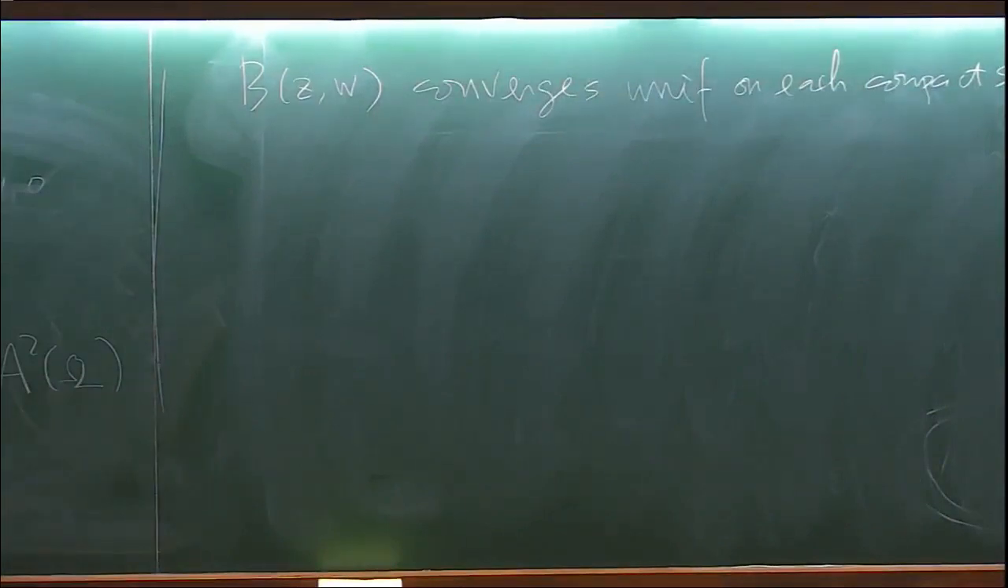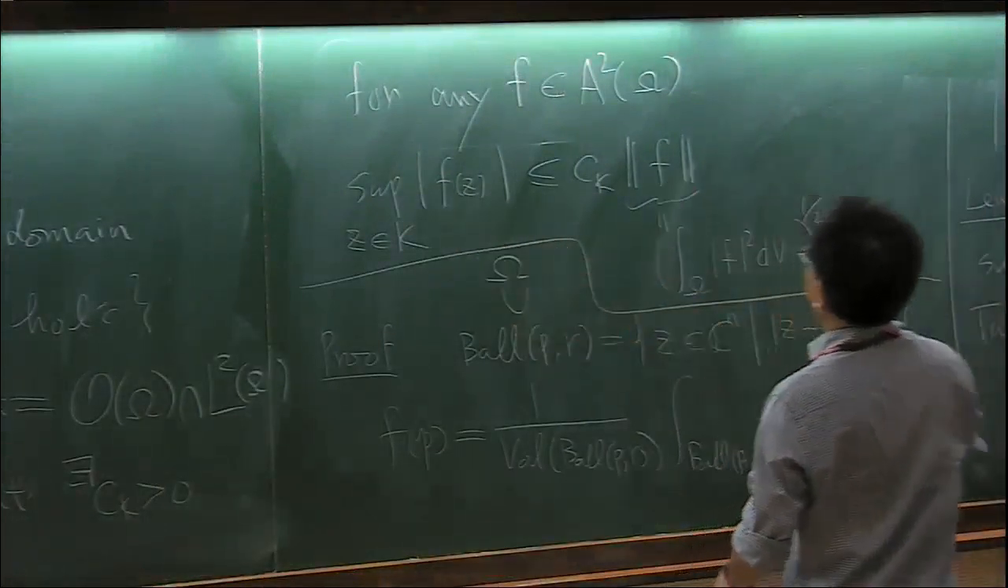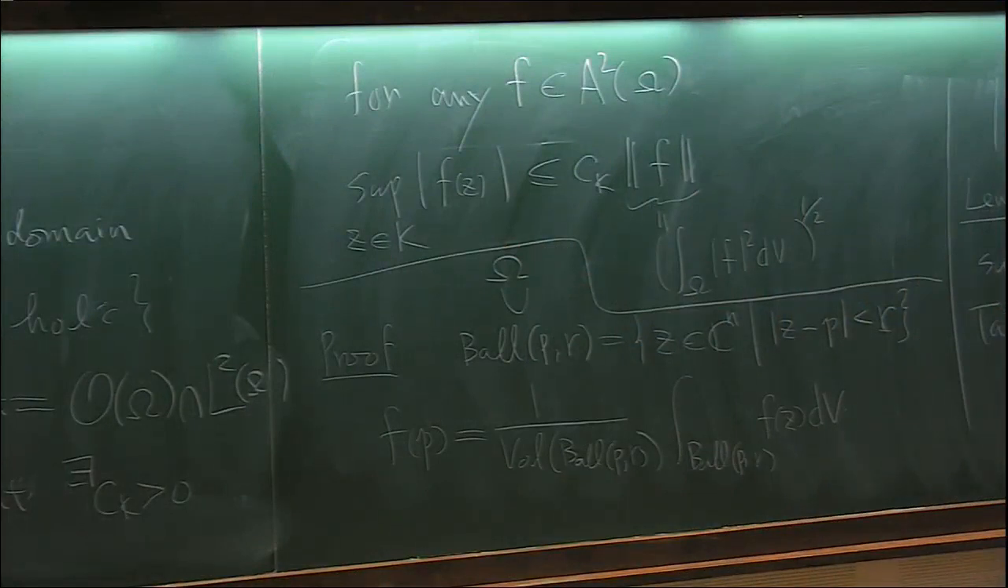This comes from the estimate: the sup norm is estimated by the L2 norm. So the L2 convergence dominates the sup norm convergence. That's a uniform convergence. By uniform convergence, we can say that this is holomorphic in z and holomorphic in w. So B(z,w) is in C infinity of omega times omega. This is for z, this is for w, and it is holomorphic in z and anti-holomorphic in w, since we take the conjugate here.